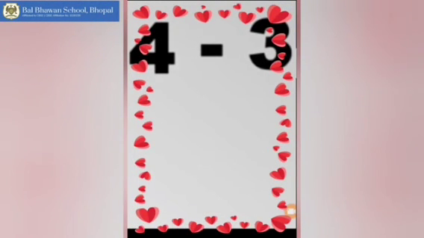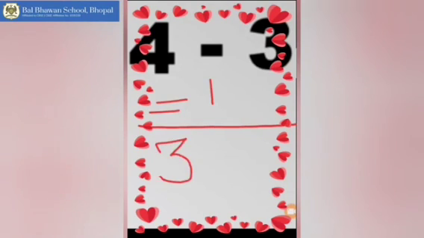Now, if you see the subtraction sentence here, 4 minus 3 gives you a 1. Now, if we try to interchange the numbers as in 3 minus 4, it will not be possible. Hence, subtraction is not commutative.